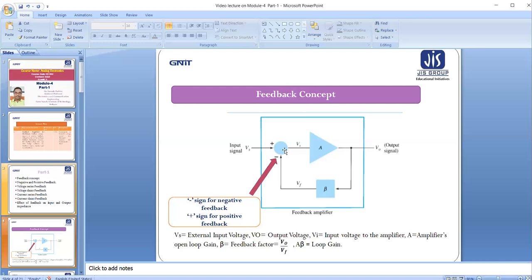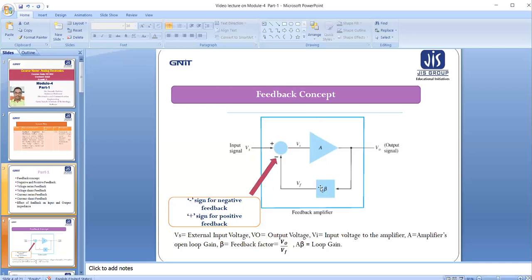Now, if the VF signal is connected to the negative side of the comparator and the VS is connected to the positive side of the comparator, then VI is equal to VS minus VF. So in that case, this feedback circuit is called a negative feedback circuit. That means the effective input is less than the actual input signal. That's what is called negative feedback.